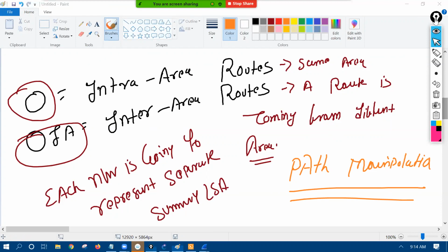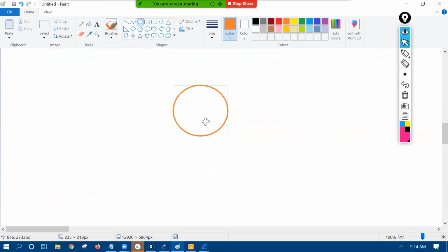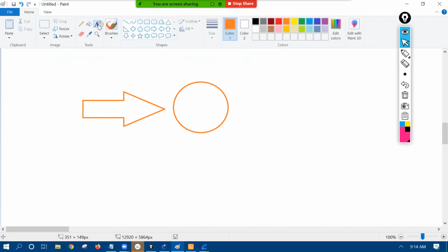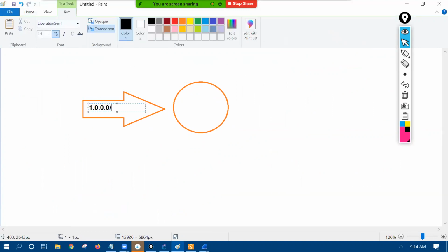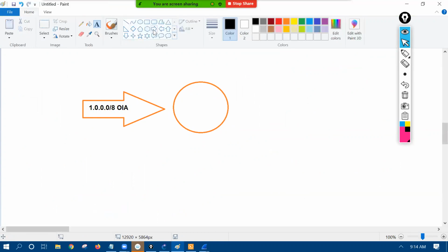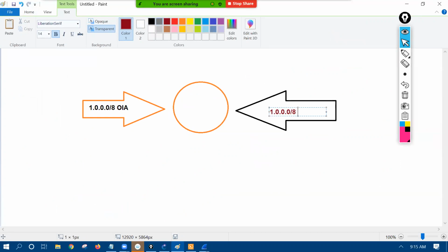Path manipulation in the sense of what? For example, if router number one is receiving a route, that is 1.0.0.0/8, as an OIA route. At the same time, the router is also going to receive one route that belongs to the same information, and it should be an O route, and this is interior.